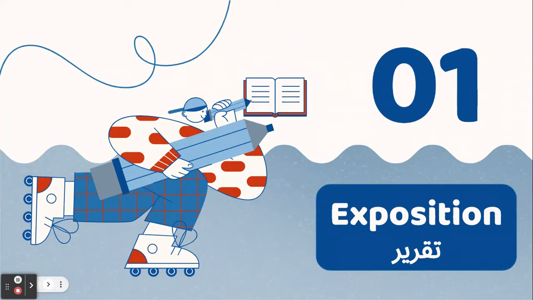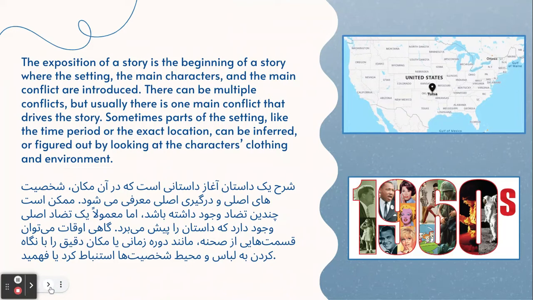So first, let's dive into the exposition. The exposition of a story is the beginning of a story where the setting, the main characters, and the main conflict are introduced. There can be multiple conflicts, but usually there is one main conflict that drives the story. Sometimes parts of the setting, like the time period or the exact location, can be inferred or figured out by looking at the character's clothing and environment.